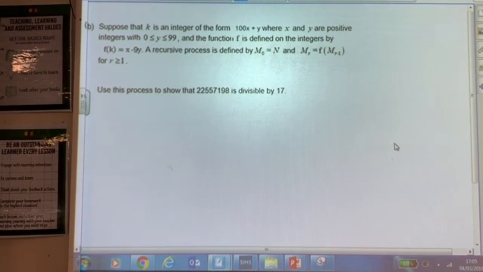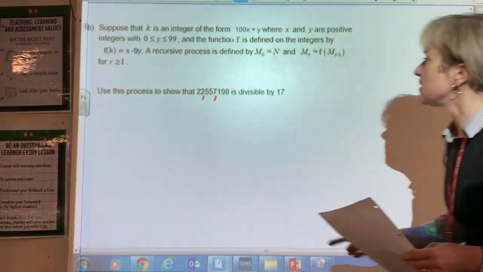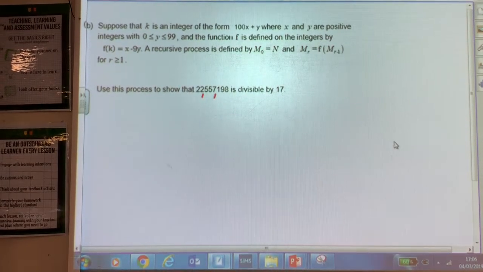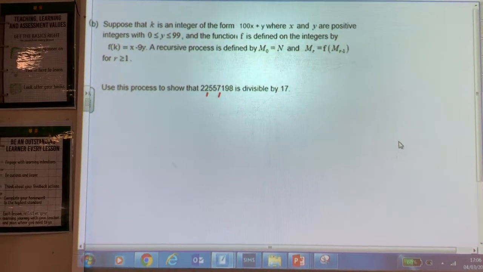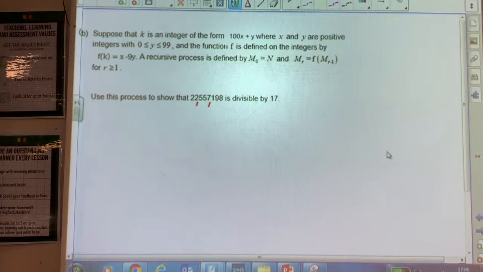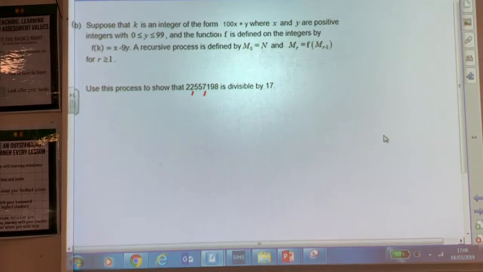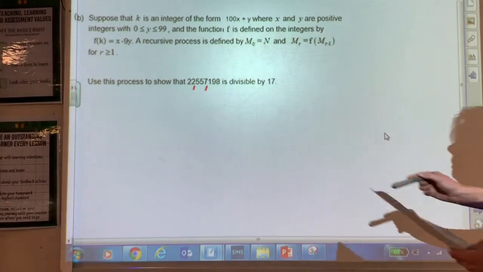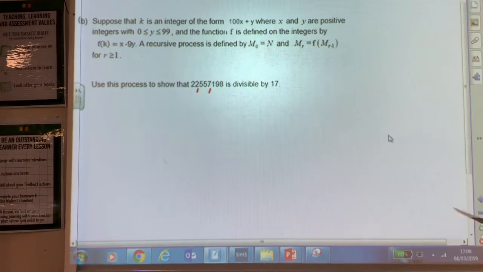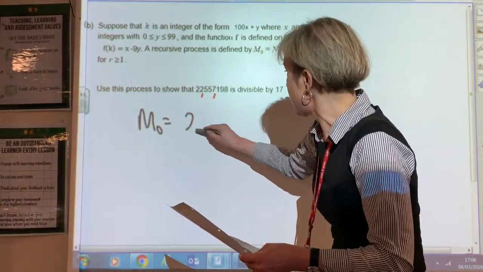So it asks you to show that 22,557,198 is divisible by 17. If you look back at the notes where it's quite a complicated explanation, it does say that you can have negative values. So we could show that a negative value is divisible by 17. Because this is 100, it's not quite as good as having a 10, but you've got to be ready in case they ask you to do it.